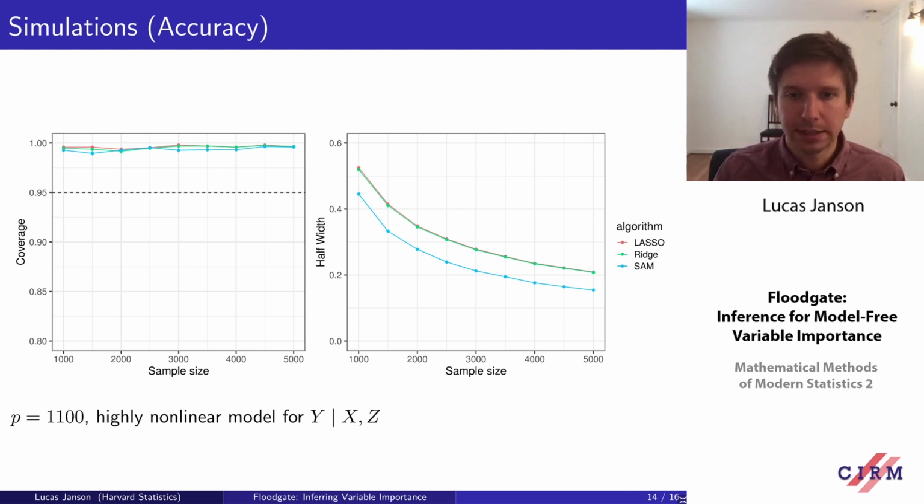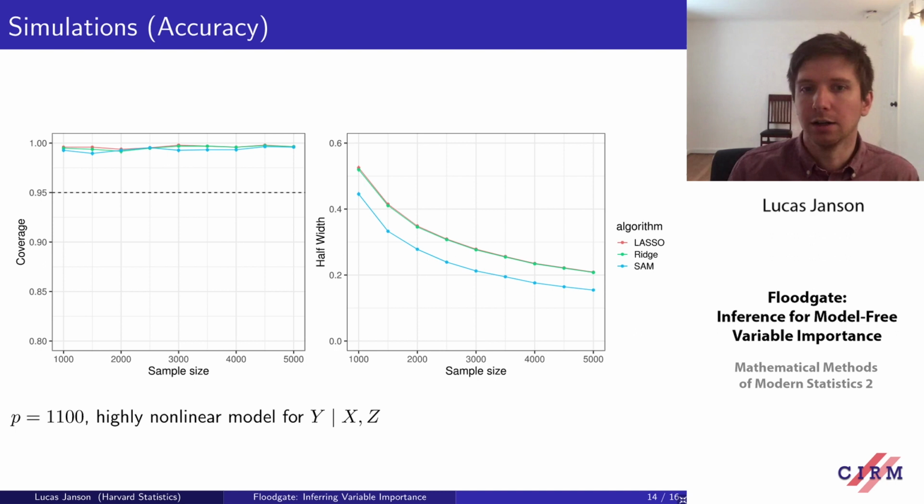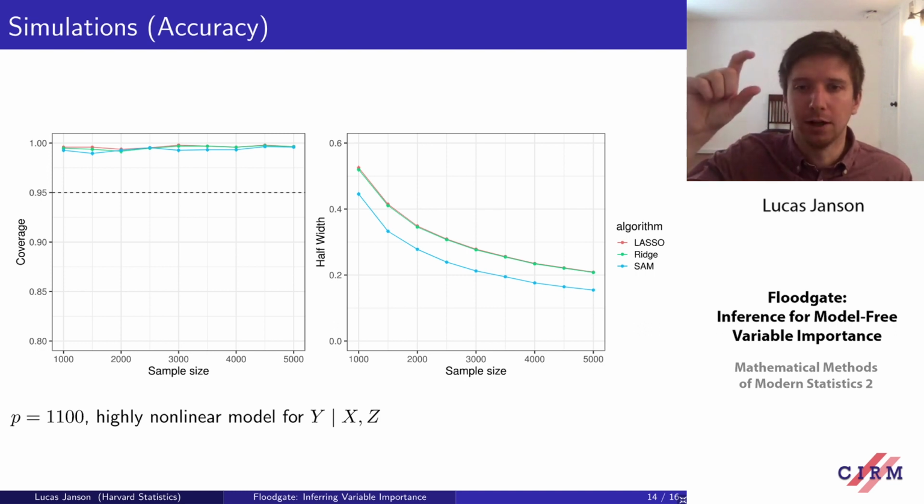What we see is, because this is a highly nonlinear model for y given x and z, and because of the symmetries, the invariance of Floodgate, the two linear methods, lasso and ridge, do almost exactly the same thing. They have the same half width and the same coverage. Notice that everyone's coverage is actually above 95%. This shouldn't be too surprising because, again, our Floodgate procedure gives 1 minus alpha coverage for f of mu, but f of mu can be bounded away from zero.